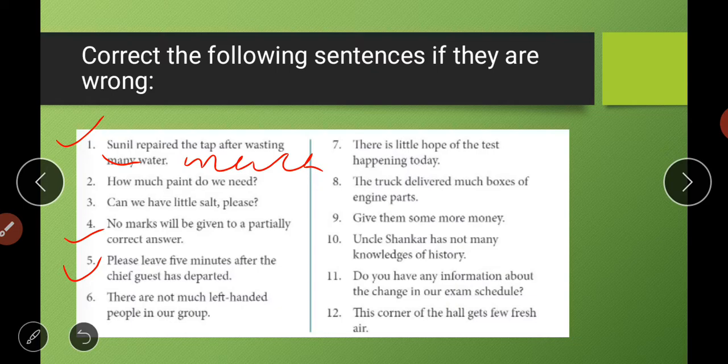You can leave 5 minutes after the chief guest has left. So there is no problem in this sentence also. Please leave 5 minutes after the chief guest has departed.